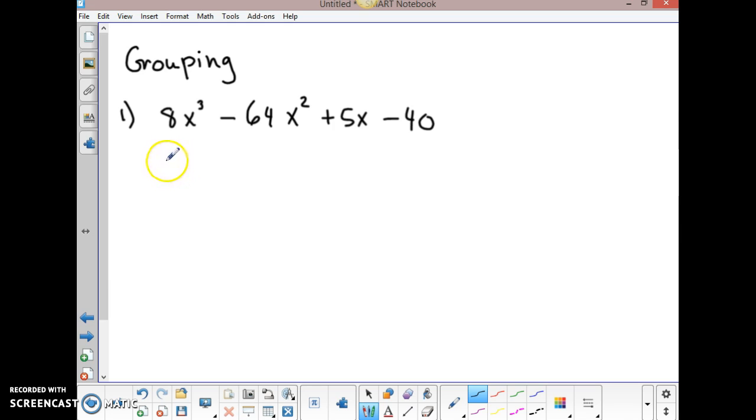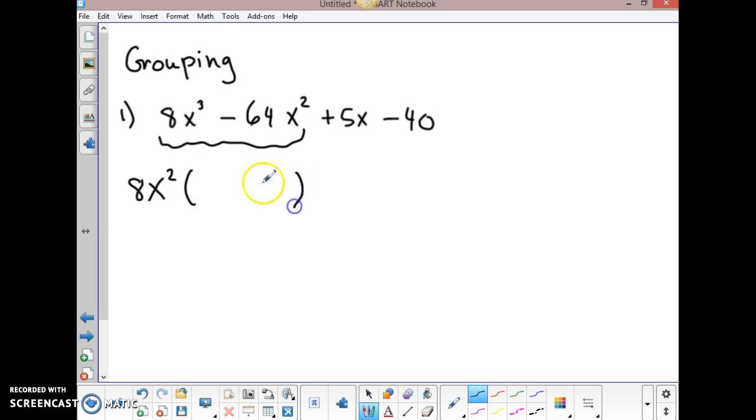Now the way grouping works is you're going to be doing GCF for the first 2 together and GCF for the second 2 together. So grouping is actually doing GCF, the greatest common factor, but doing it more than once. So let's look at the first 2 terms first. You have 8 and you have 64. We can identify 8 as being a greatest common factor. Now we have x cubed here and we have x squared here. So we can definitely pull x squared out as a common factor.